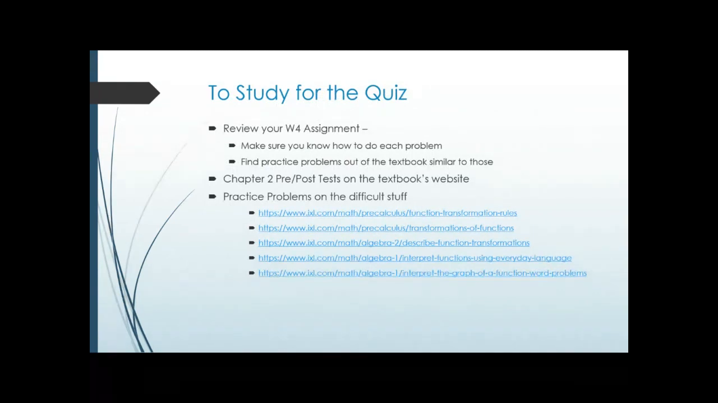People always struggle with transformations. I saw that on the discussion this week. People really struggling to understand what a transformation is and what it means. So a lot of these links, these IXL links, are specifically on transformations. And then there's a lot of them about, or a couple of them about interpreting a function and interpreting a graph and understanding what it means, basically. Because that's the other thing people struggle with, was what does this actually mean once you've done the math? The chapter 2 pre and post tests on the textbook's website should help you study. And then, of course, reviewing the week 4 assignment, make sure you understand where you went wrong, doing problems similar to that sort of thing. That should help you study for the quiz.